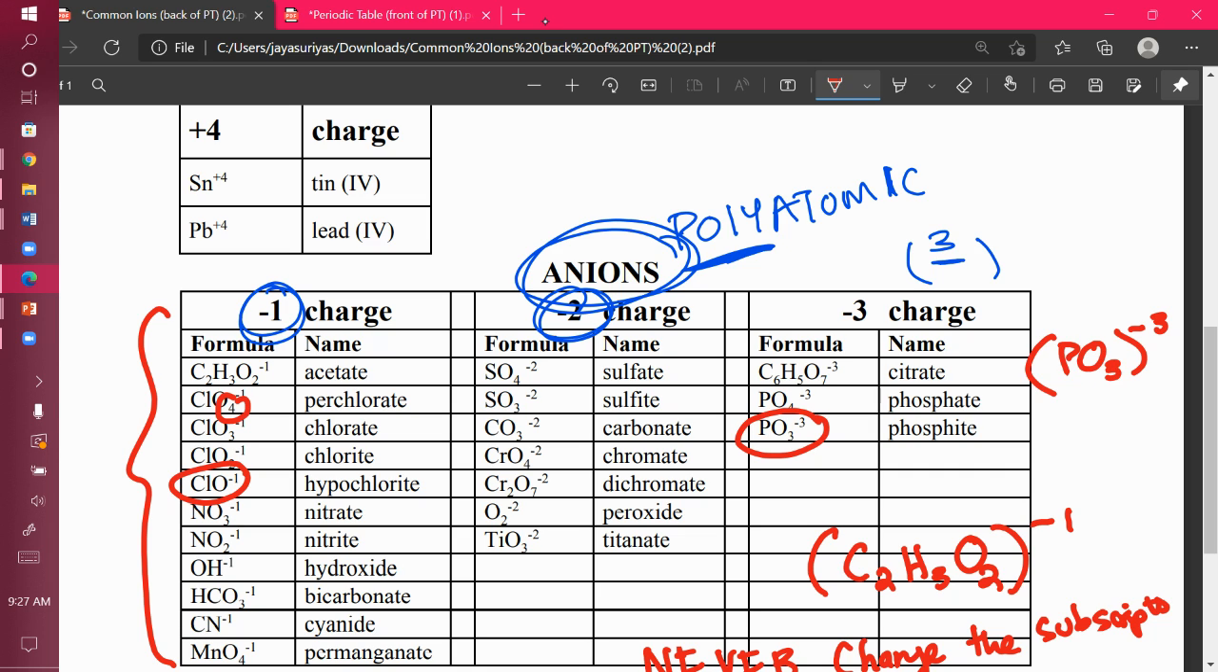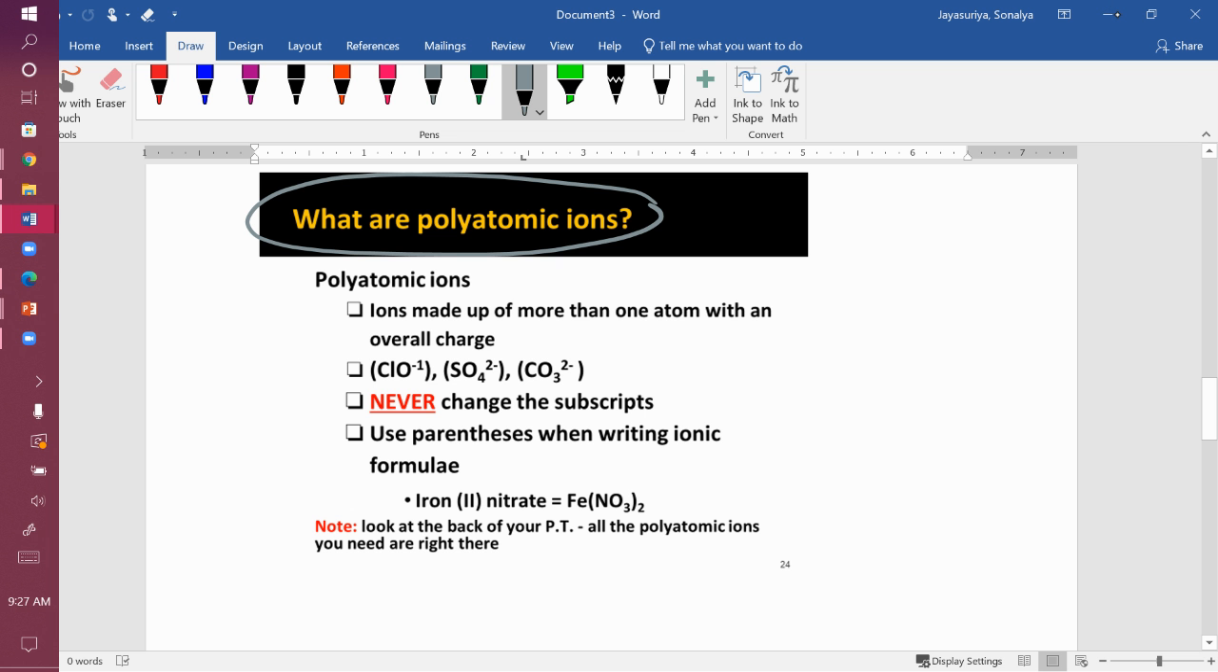Because of that, you cannot touch any subscripts in the compounds. You're just using them to balance. Do not touch anything. You have to write the whole formula of the polyatomic anion, and then you can balance your compound. Polyatomic ions are ions made up of more than one atom with an overall charge. I like to write the ion charge on the outside. So it should be -2, -2, and then -1, on the outside. You never change the subscript, and you use parentheses when you're going to write ionic formulas.